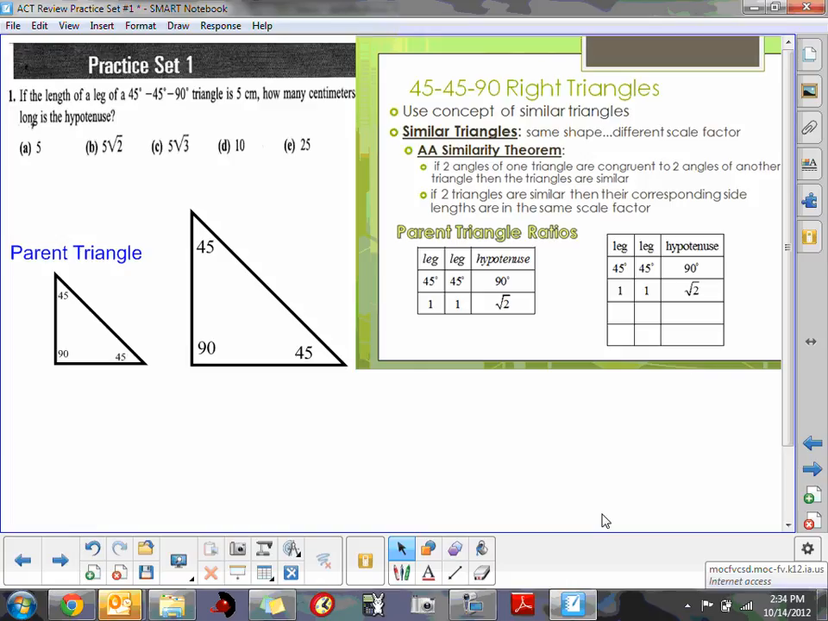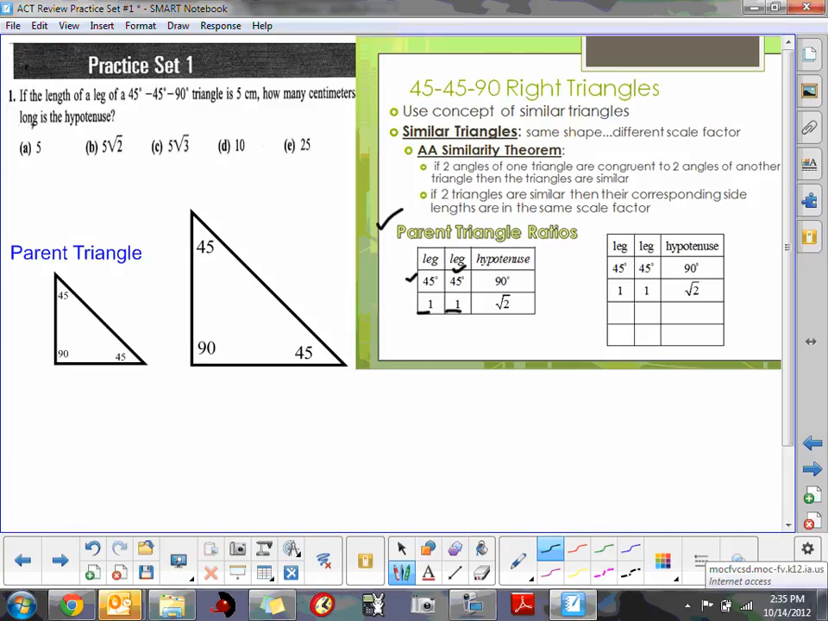We need to get familiar with the parent triangle ratios for every 45-45-90 right triangle, and I have those ratios written down here. For every 45-45-90 right triangle, the legs have to be in the same ratio as 1-to-1. Because the angles are the same measure, 45 and 45, the sides opposite them have to be the same length, so they are in the ratio of 1-to-1 no matter what they are. If you write the ratio of those sides, it will be 1.